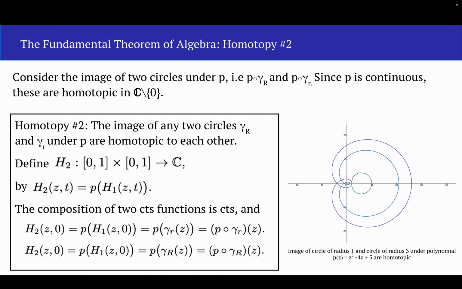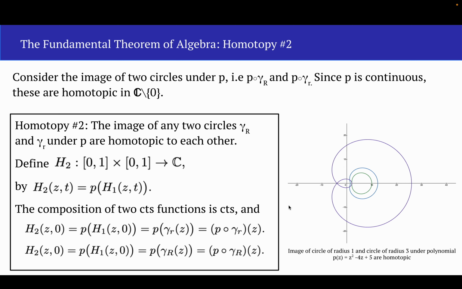But more significant is the fact that the composition of these two continuous functions is continuous, and that this homotopy lives entirely in the image of P. Since we've assumed for contradiction P never goes through the origin, this means that this is a nowhere zero homotopy, and therefore these two curves are homotopic without going through the origin.